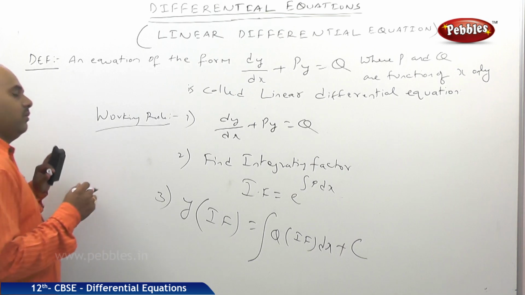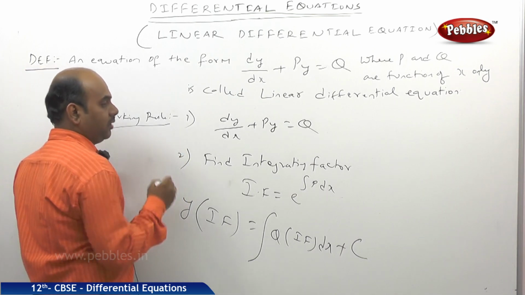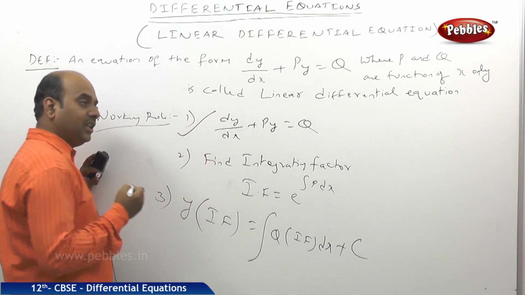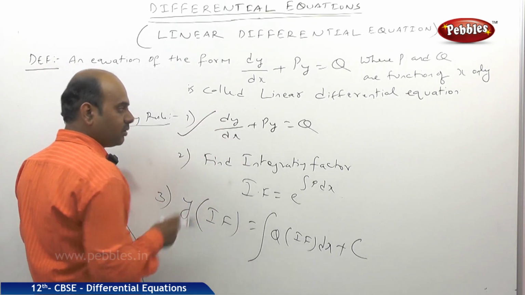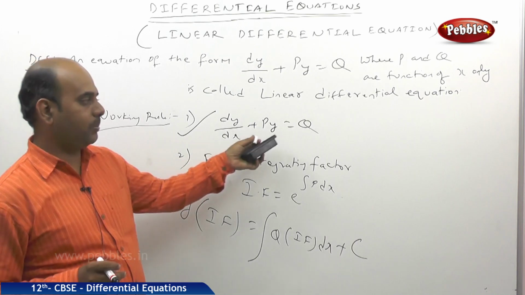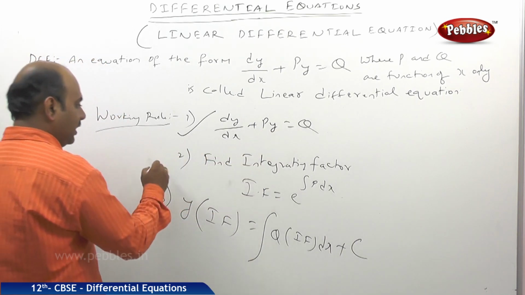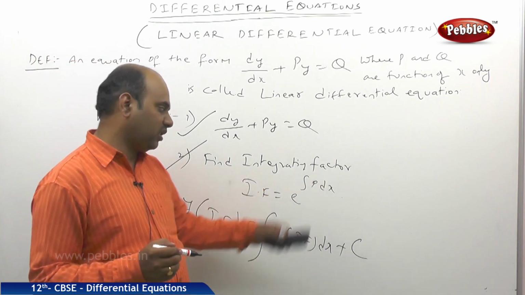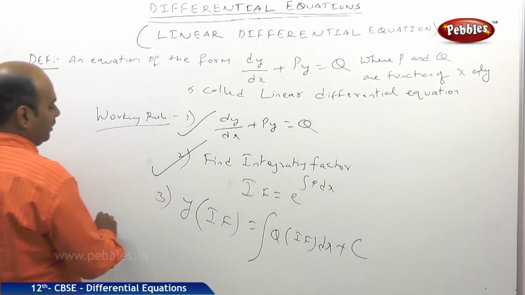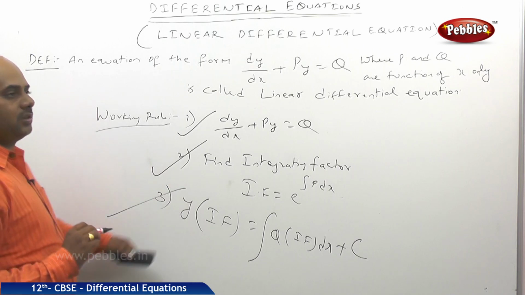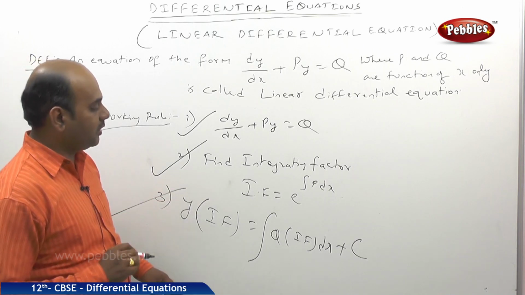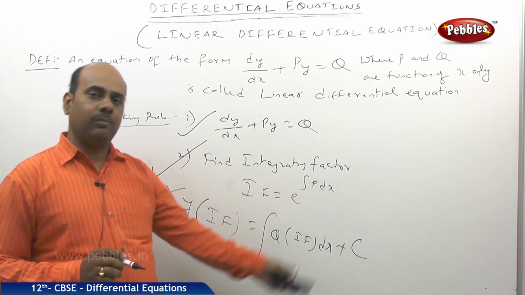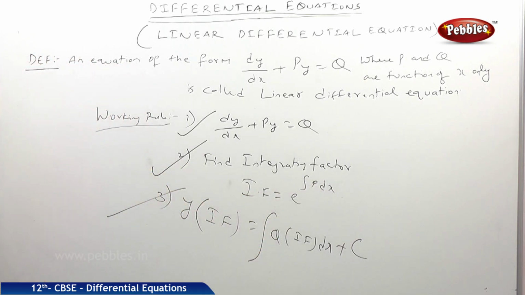So we need to remember three steps. If the differential equation is not linear, try to convert it into linear so that it becomes of the form dy by dx plus py is equal to q. Later we need to find the integrating factor. Integrating factor is e power integral of p dx, and finally in the formula we need to substitute. What is our formula? y into integrating factor is equal to integral of q into integrating factor dx plus c. Now we shall start doing problems.